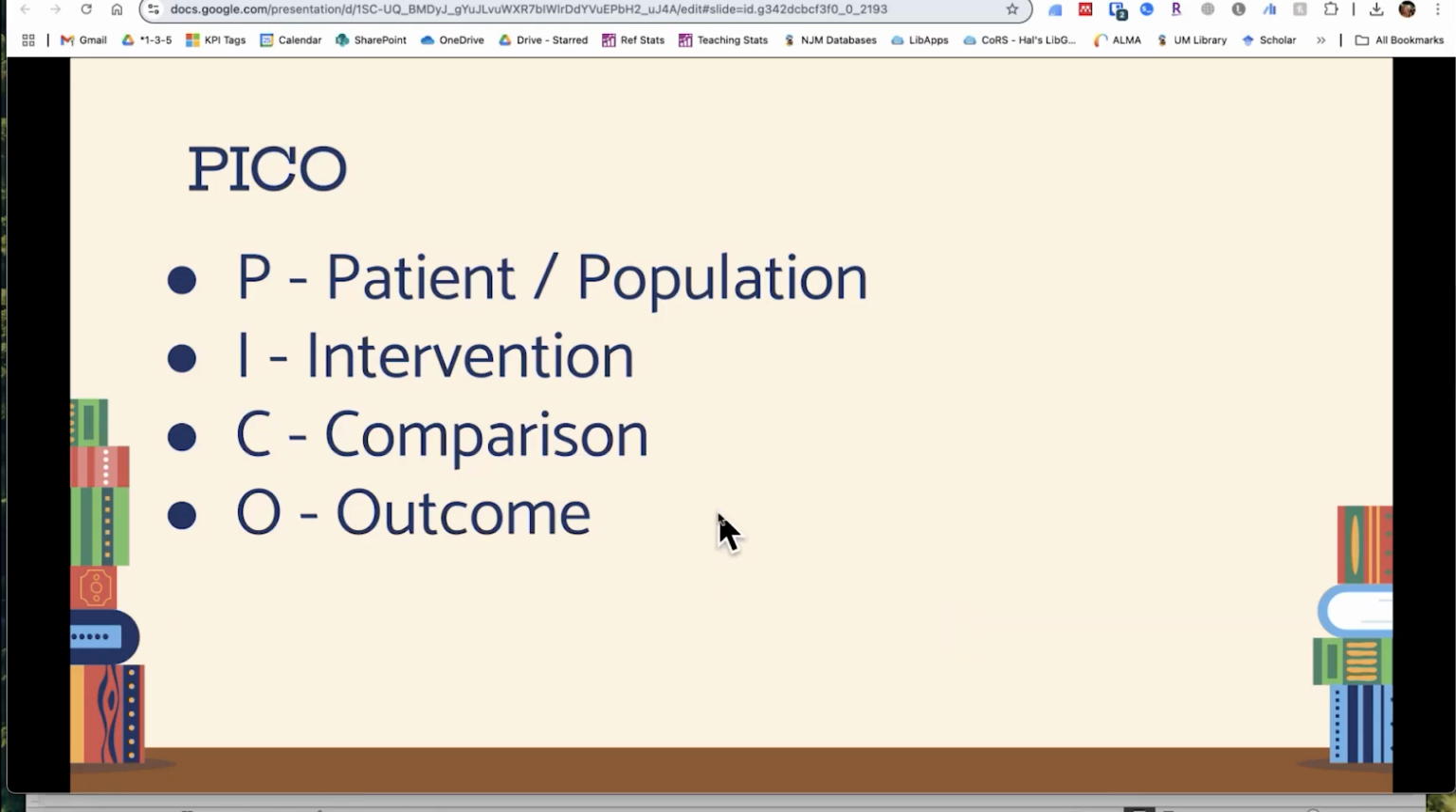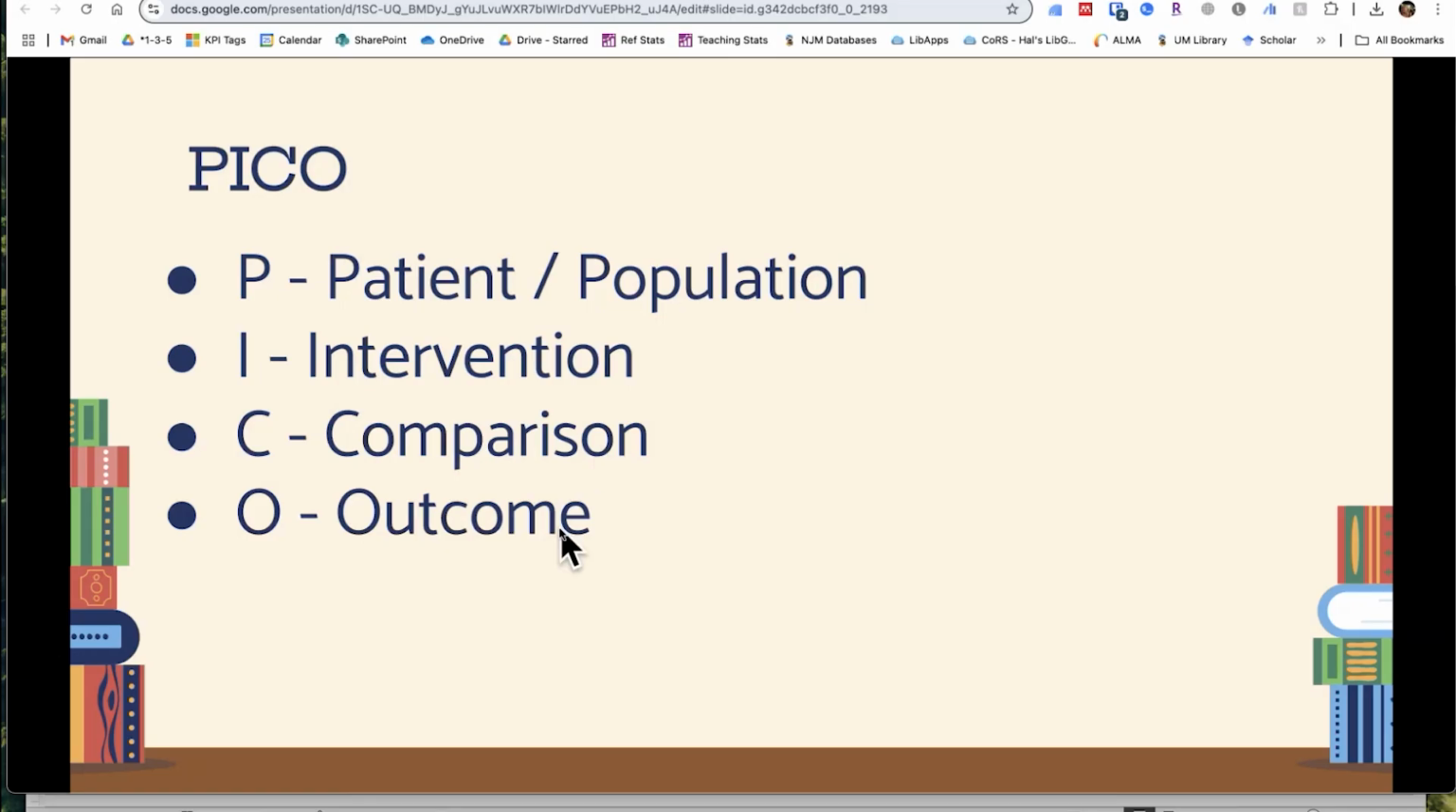C is for comparison. What is it being compared against? Sometimes that comparison is placebo or standard treatment, but sometimes it's very clearly, we want to compare drug A or drug B, treatment A or treatment B. So then you would have a comparison.